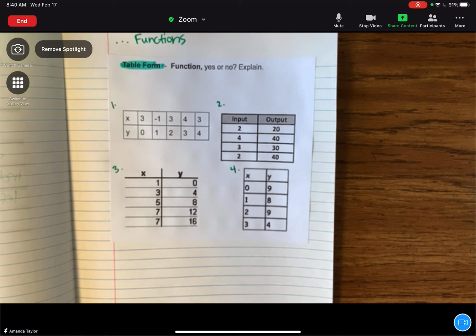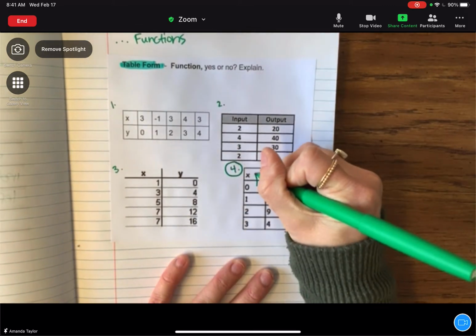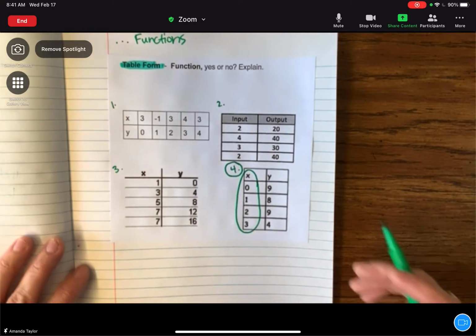Y'all think you have one? Someone got it. Who got it? What's the name? And the explanation is even good. Leia, which of these is a function and why? It's 4 because the x values do not repeat. It's that easy. Oh, I just noticed that. Okay?